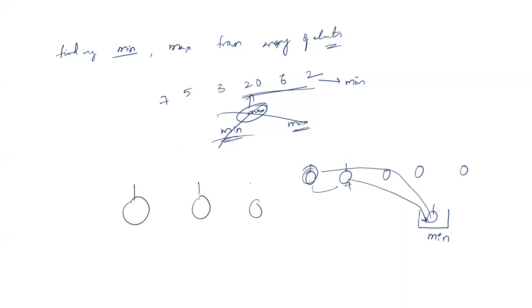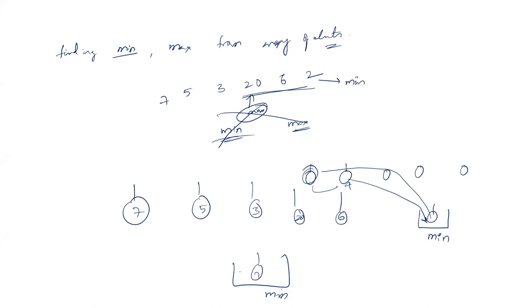So 7, 3, 20, 6. So these are the things. Okay, in the min basket, first I'm talking about the min. First, I'm thinking this apple, which is the smaller apple, this is the smaller apple.